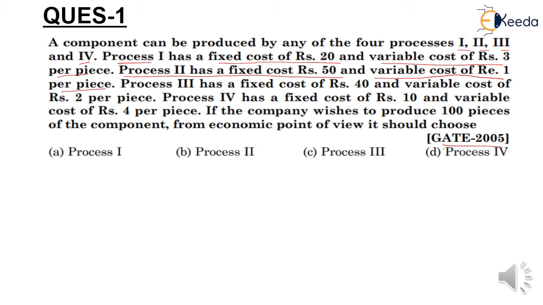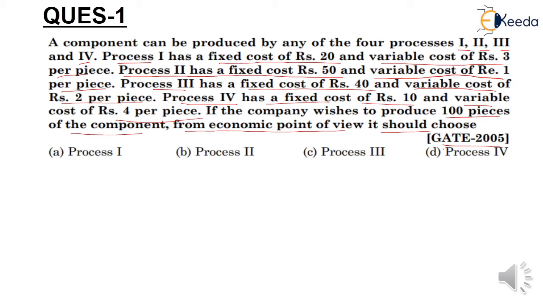Process 3 has a fixed cost of rupees 40 and a variable cost of rupees 2 per piece. Process 4 has a fixed cost of rupees 10 and a variable cost of rupees 4 per piece. If the company wishes to produce 100 pieces of the component, from the economic point of view, it should choose: option A, process 1; option B, process 2; option C, process 3; and option D, process 4.